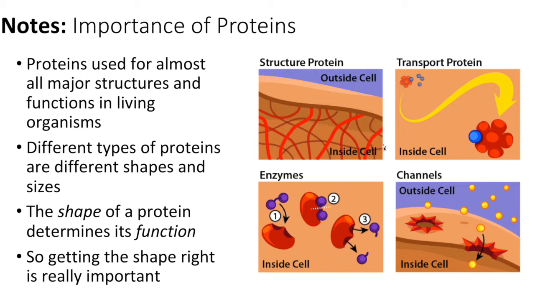And so in order to get these functions right, you need to make sure that the shape of the protein is right. Instead of thinking about a protein, think about a pair of actual scissors. If I took that actual scissors and bent one of the blades in a completely different orientation, would it still be able to cut? Probably not, or definitely not as well. So keeping these proteins within the right shape allows them to do the jobs that they need to do.